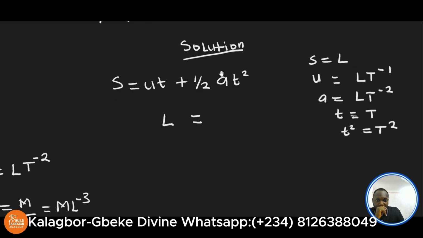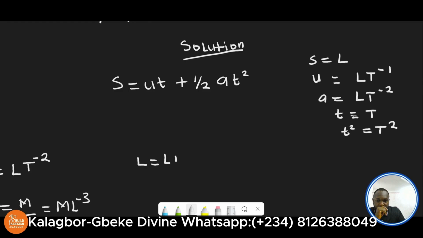So if we have all this, S is equal to L. We have U as LT raised to power minus 1, T as T, A as LT raised to power minus 2, and T square as T square. So we'll now have that S, which is L, is equal to LT raised to power minus 1, which is this U, times T, plus half A. A here is LT raised to power minus 2, and we have T square as T square.